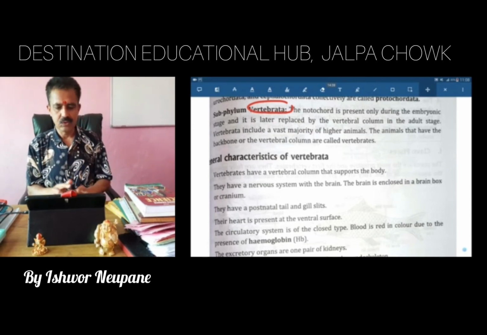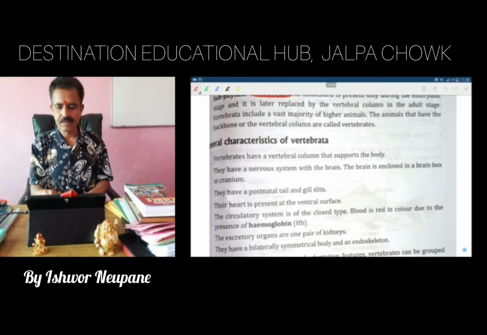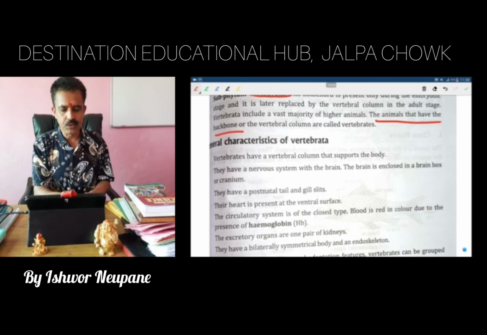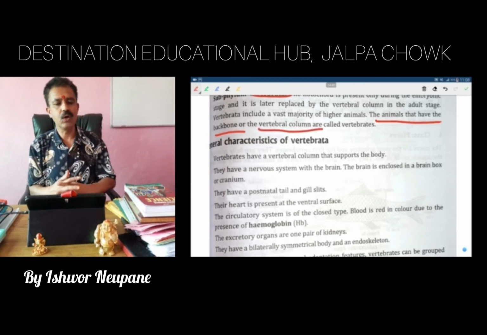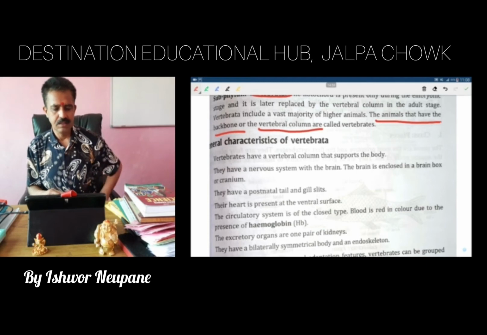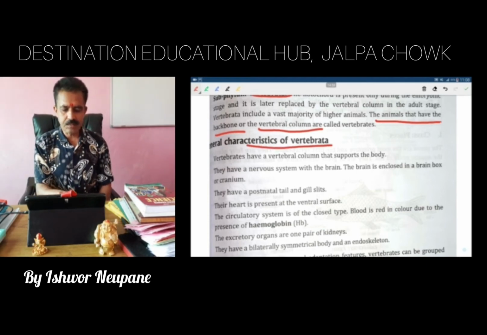So how to define Vertebrata? The animals that have the backbone or vertebral column are called vertebrates or Vertebrata. Okay, like backbone, and on the back side, a hard structure is present. Some characteristics of Vertebrata.